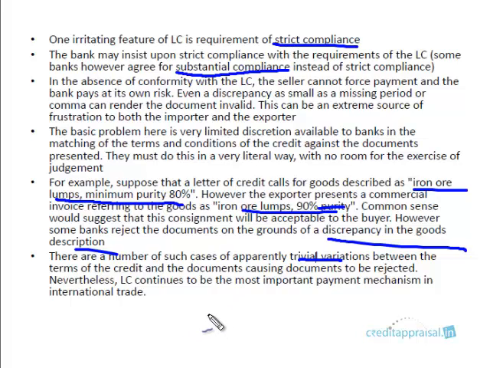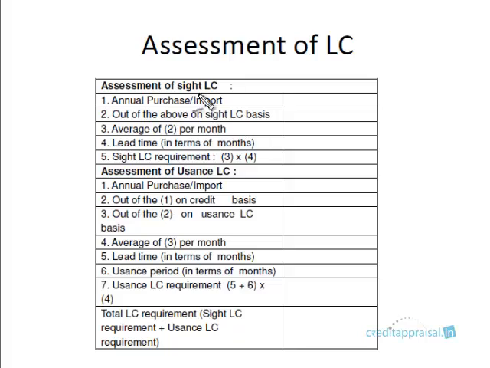So having seen the basics of LC, let us see how LC assessment is done, right? If a party approaches the bank for sanction of LC limit, how are you going to assess that limit? So this is the basic methodology most banks follow, right? So if a company comes for applying for LC limit, this is how they assess. Usually it will be one of these, either sight LC or usance LC. Let us deal with usance LC, because this is more common and slightly more complicated than sight LC. Okay, basic procedure is same.